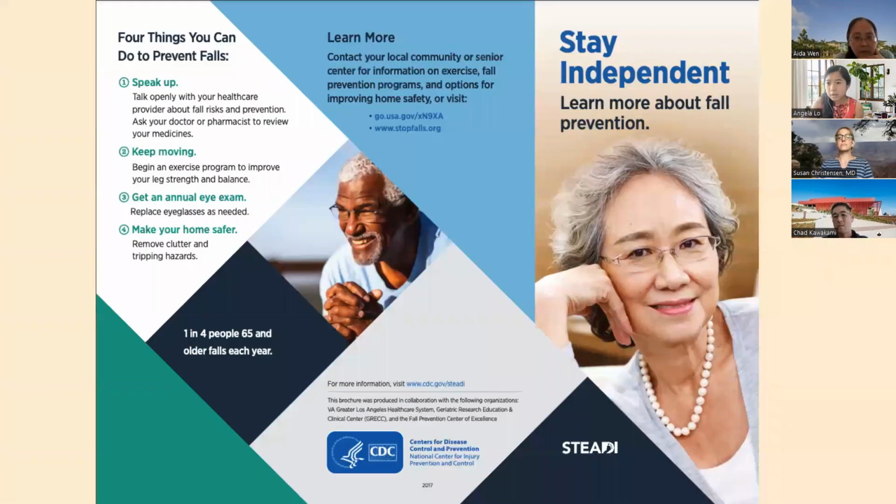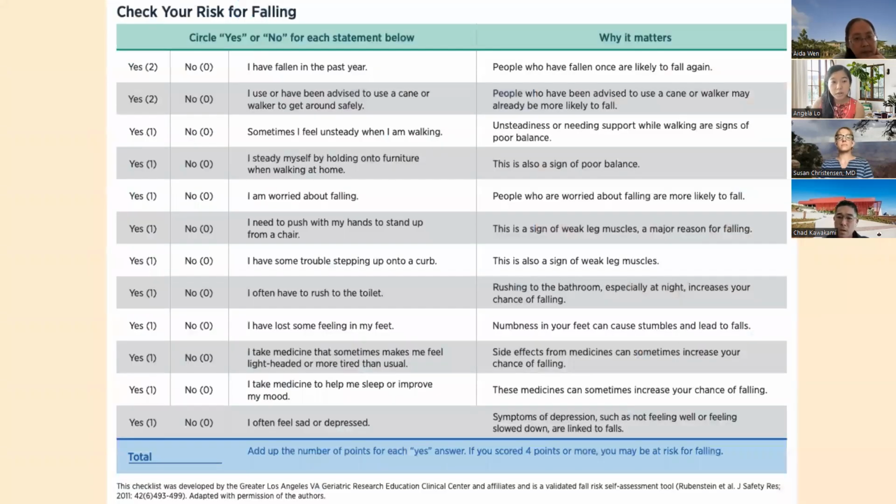So I just wanted to include an example of the brochure from the CDC regarding falls prevention. On the back of this brochure, they actually have a questionnaire of 12 questions. It asks about whether or not the patient has fallen in the past year, whether or not they've been advised to use a cane or walker to get around safely, or if they felt unsteady when walking. After the patient answers these questions, you can add up the points up to a total of 14. And if they score 4 points or more, then they are at risk for falls.